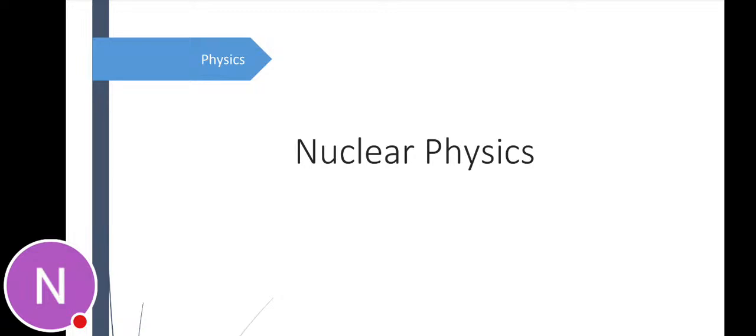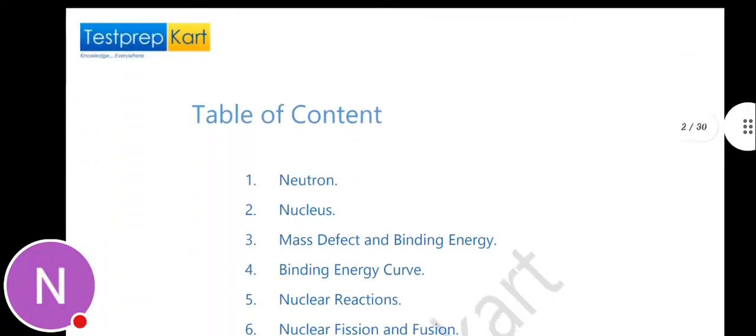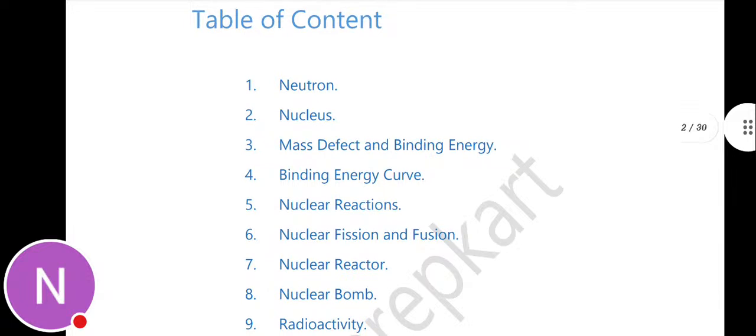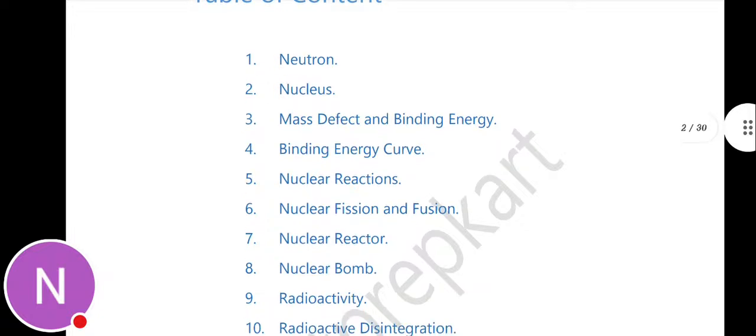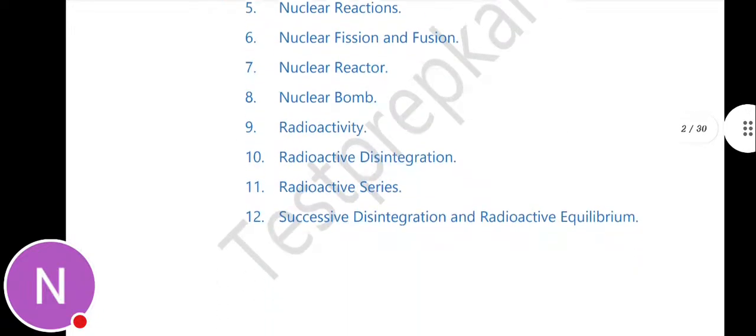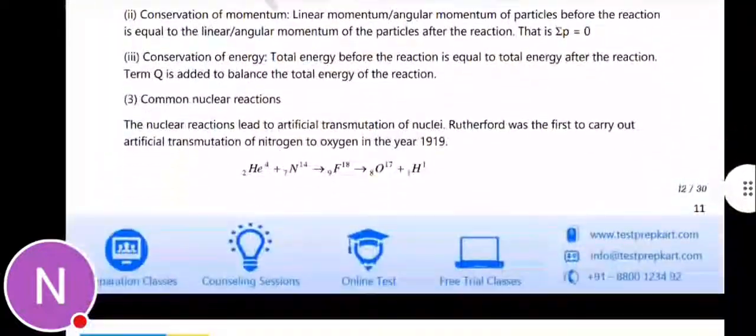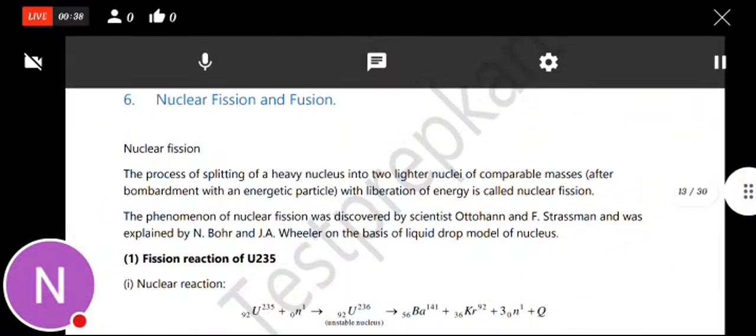So in this video I'm going to explain the second PU physics nuclear physics chapter. This is the part 2 video. In my first part I explained neutron, nucleus, mass defect, binding energy curve and nuclear reaction. Now I'm going to discuss nuclear fission and fusion. So let us come to the topic nuclear fission and fusion.